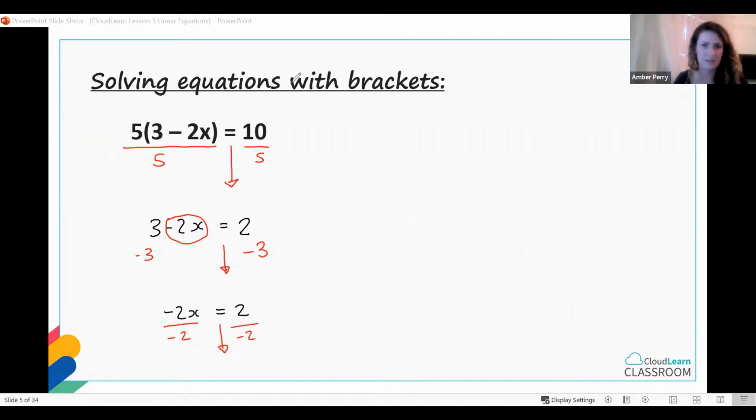So x is equal to negative 1, okay? 2 divided by minus 2 is minus 1. And I just want to do one more like that, where you've got your x as the second part of the bracket there, just so you can see that happen one more time.